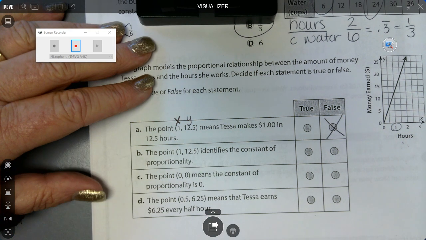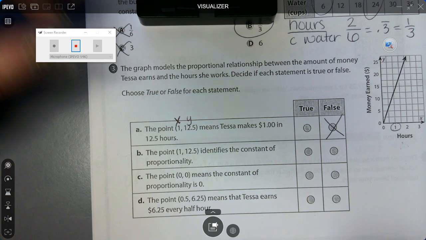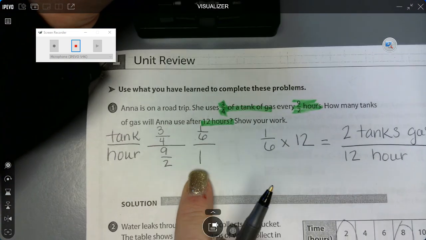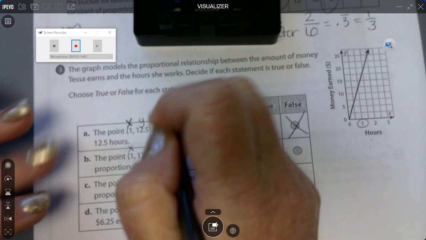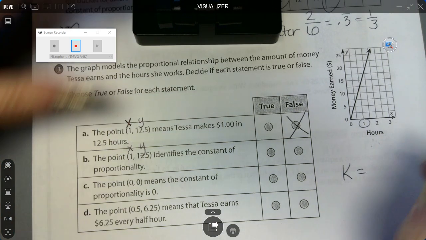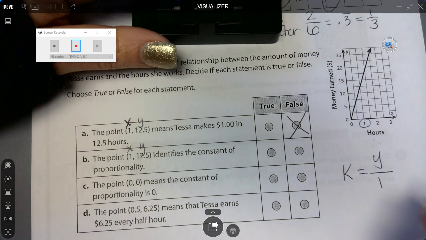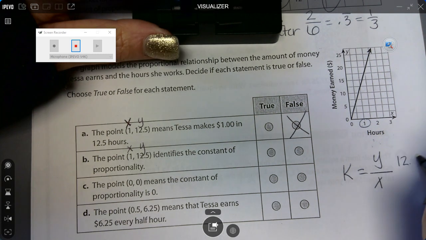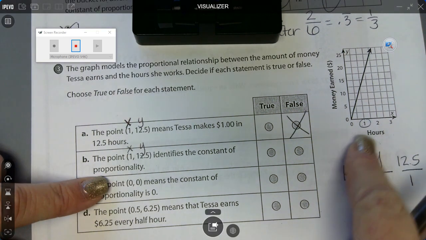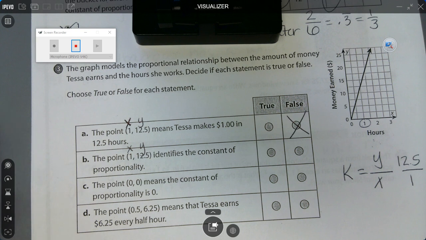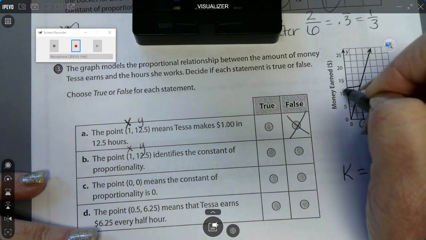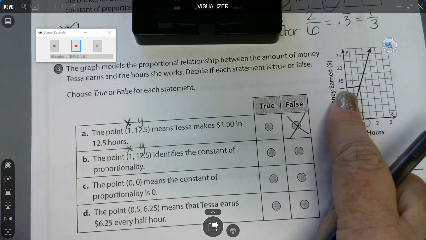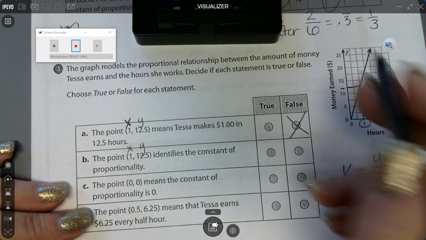Remember, the constant of proportionality is like the unit rate. Just like when we did the unit rate up here, my denominator was what? 1, right? And so, if you look at this, this is your x value, this is your y value. To find your constant, remember it's y divided by x. So 12.5 over 1. So that is true. And if you guys remember what we already talked about, when x is 1, I go up to my line and then I go over, and whatever this number is right here is my unit rate. So this is true.